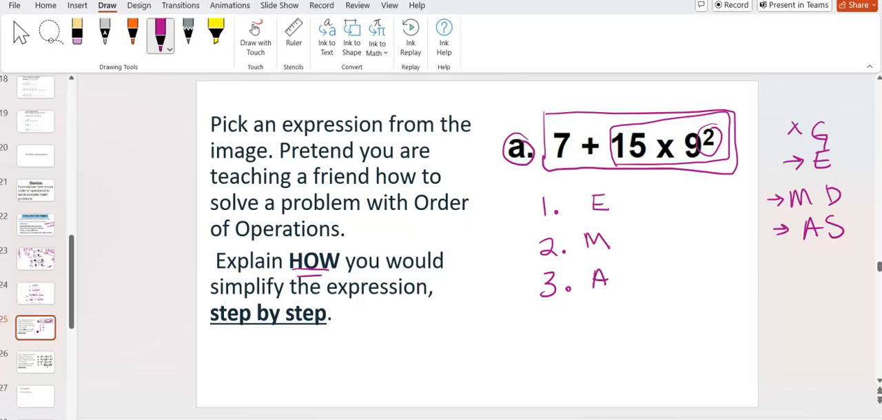And that's kind of what you just need to do right now, is lay out and explain what steps you would do first, second, third, and fourth. Right now, I don't care what 9 squared is. You could solve it, but we really want to focus on our steps, because I don't want to get hung up in the fact that maybe I don't know what 9 squared is, or I'm struggling with doing 15 times 81. I want you just to focus on your steps, okay?